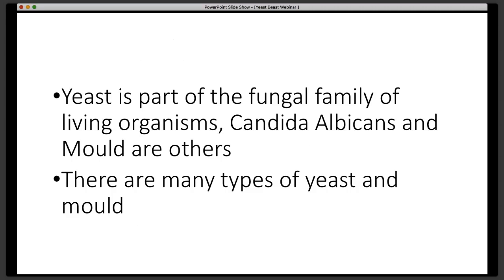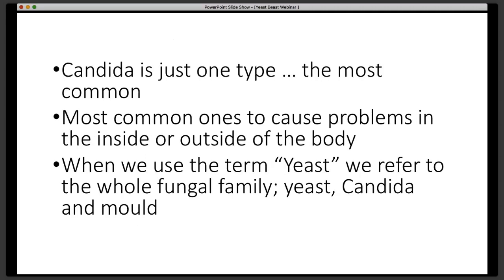Now, yeast is part of the fungal family of living organisms. Candida albicans and mold are other types. And so there's different types of yeast and different types of mold, but we're just going to put them all under one umbrella and call them yeast, even though there's different kinds. Now, Candida is just one type of yeast, but as far as we're concerned, the human body, it is the most common. And it's the most common one to cause problems in the inside or the outside of the body, meaning on your skin.